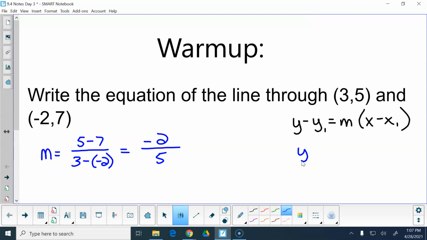I'm going to use 3 comma 5. So that'd be y minus 5 equals negative 2/5. Actually, here, hold on 1 second. Times the quantity x minus 3.